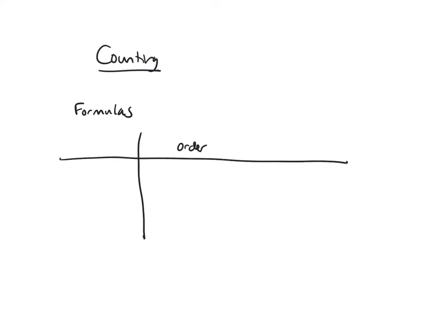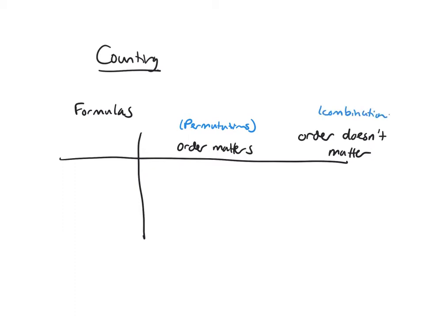So here, if order matters, you're talking about permutations. If order doesn't matter, you're talking about combinations. You have repetition allowed or repetition not allowed.